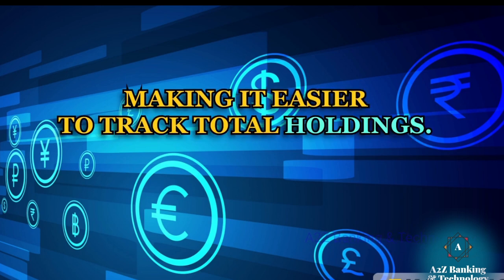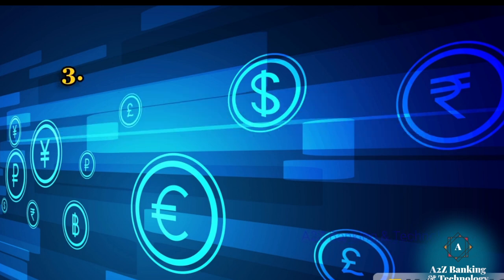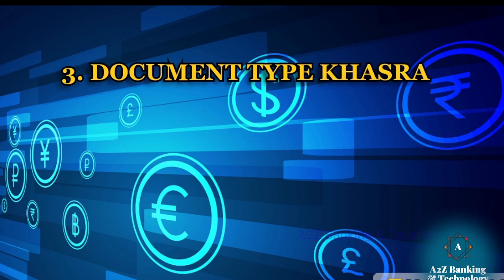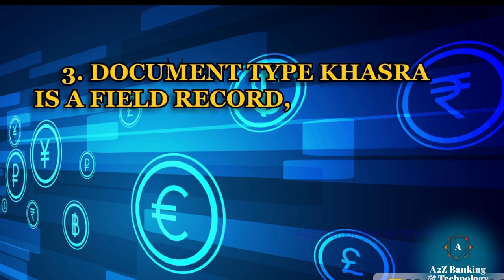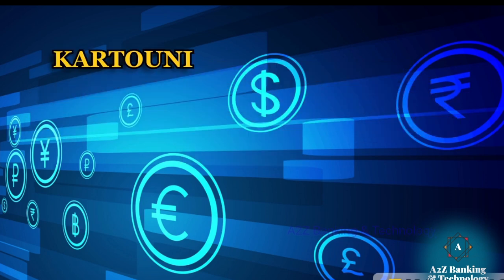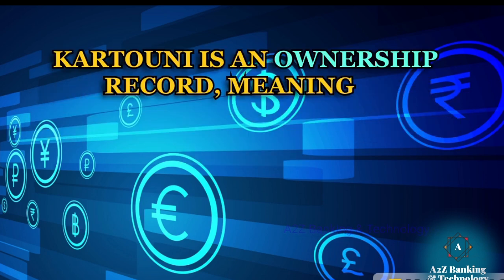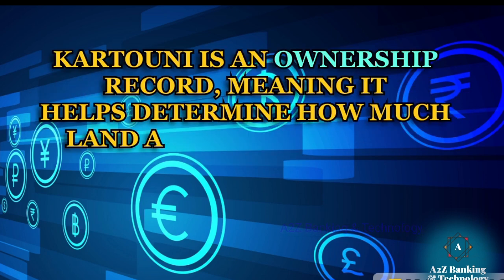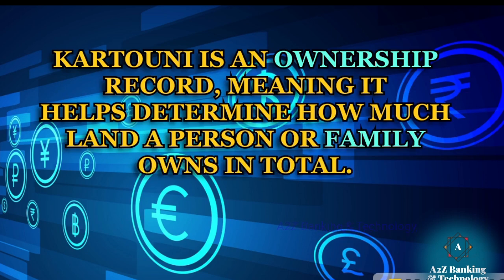3. Document type: Khasra is a field record, meaning it focuses on individual pieces of land. Khatauni is an ownership record, meaning it helps determine how much land a person or family owns in total.